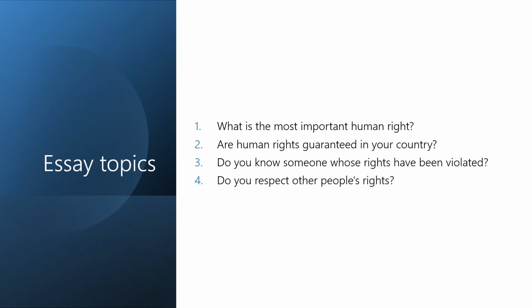And here are the 4 essay topics. What is the most important human right? That's the first one. Are human rights guaranteed in your country? Do you know someone whose rights have been violated? And do you respect other people's rights? So out of these 4, you choose one topic and write your opinion essay on that topic with only one side. So your opinion is important.